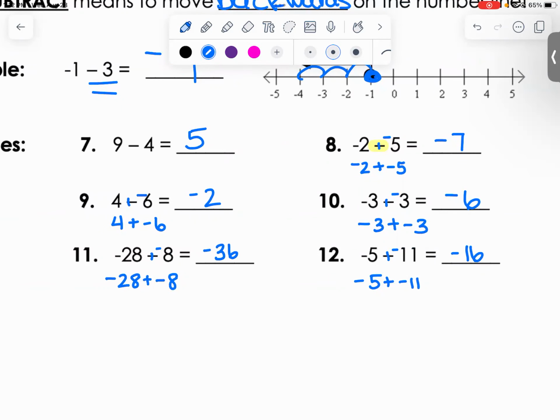Now, in all of these examples, we had an integer subtracting a positive integer. Well, what happens if that second integer is negative?